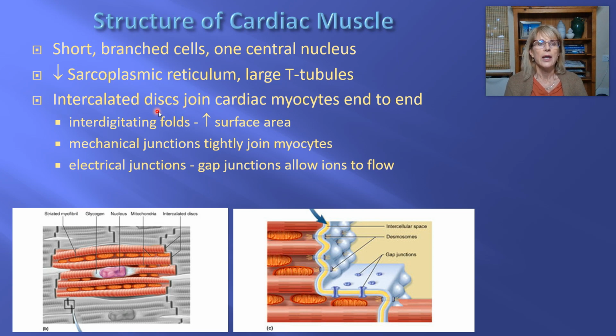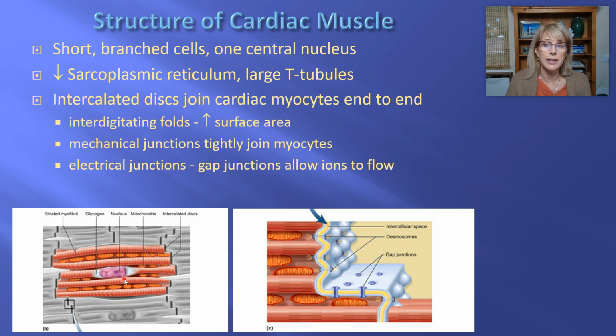Now, the intercalated discs do a couple of things. Yes, it's true that they attach the cells together, so it's like they're holding hands. If one of them is going to contract, he's going to drag his friend with him. But we're not going to be talking about that very much. We're going to be talking about gap junctions that connect the cytoplasm of one myocardial cell with the adjacent myocardial cell.